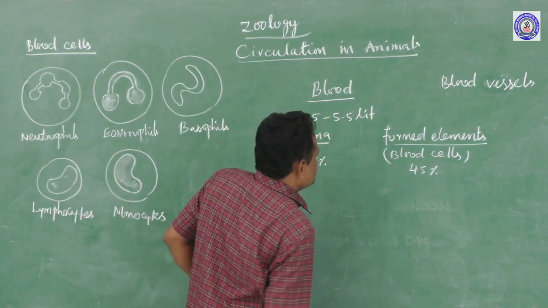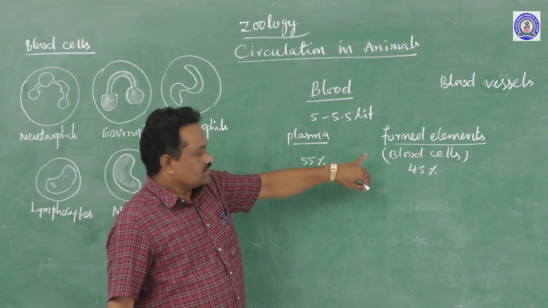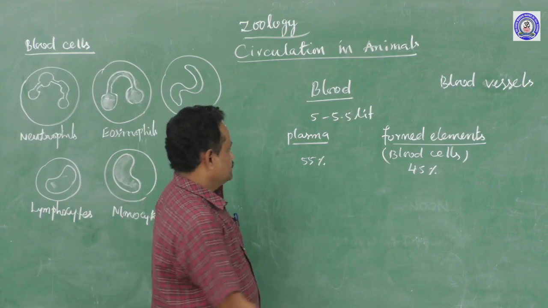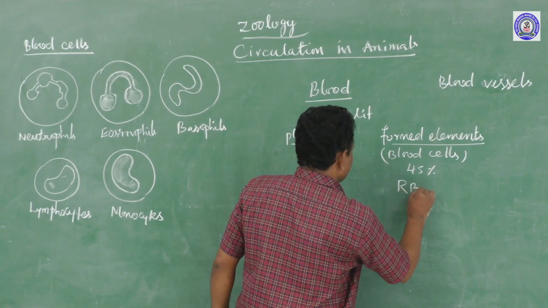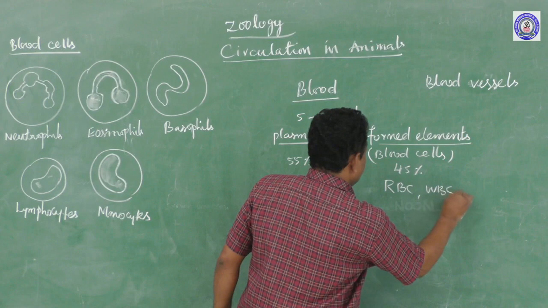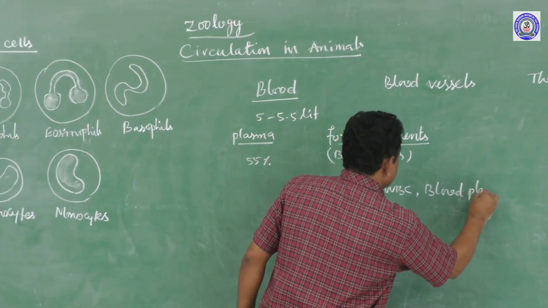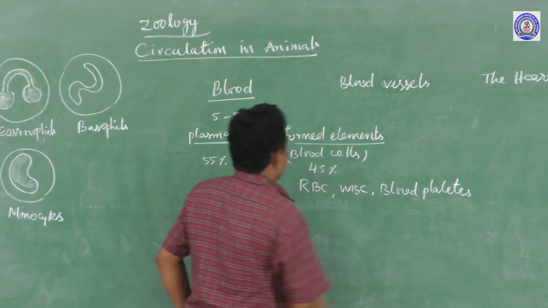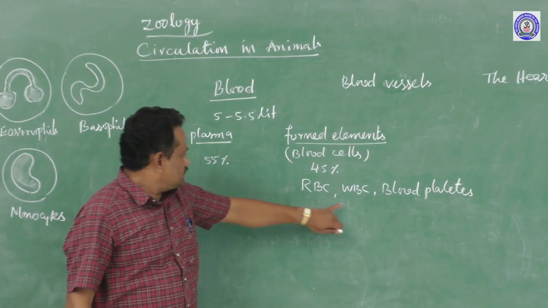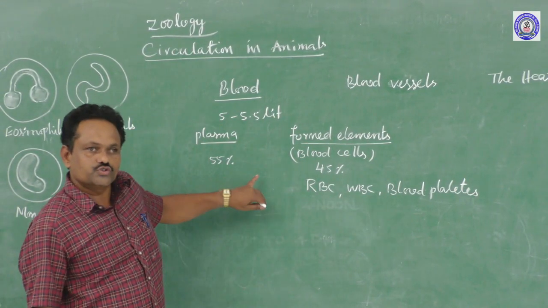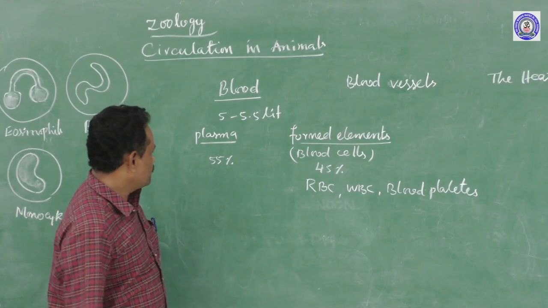The formed elements: there are three different types of blood cells. These are RBC, WBC, and blood platelets. All these three different types of blood cells are produced from the bone marrow.